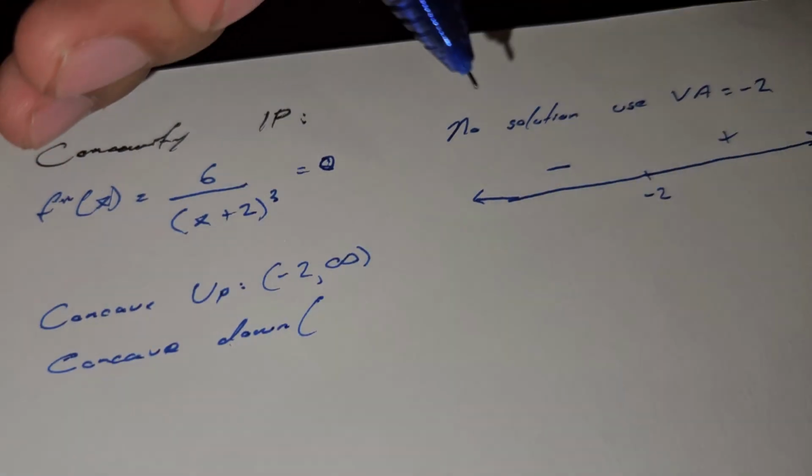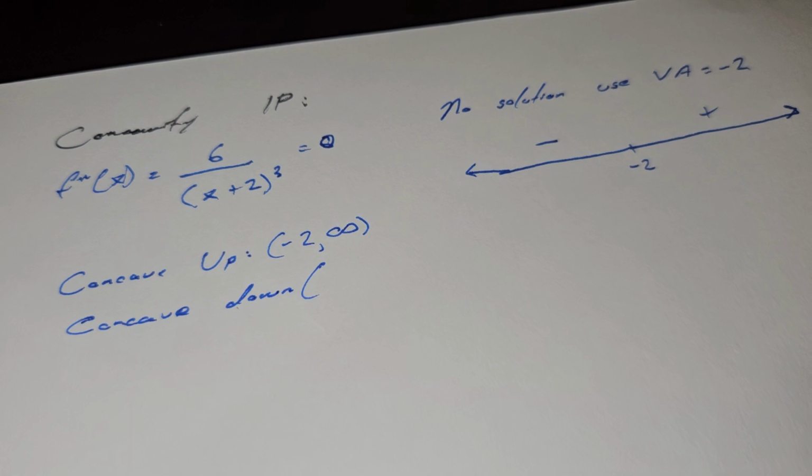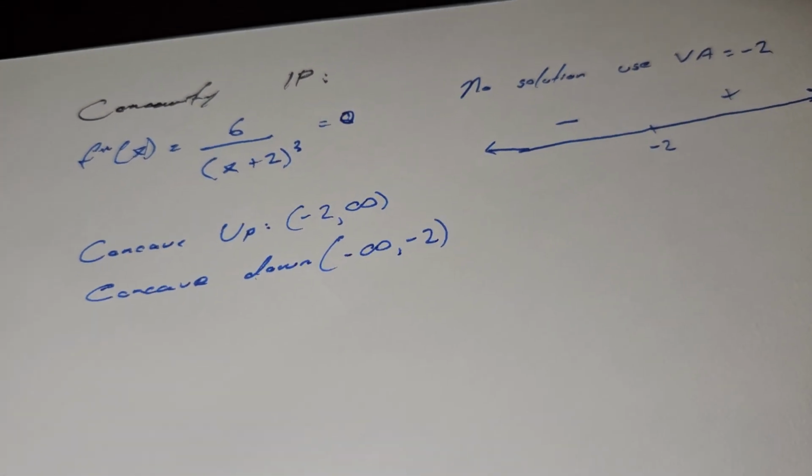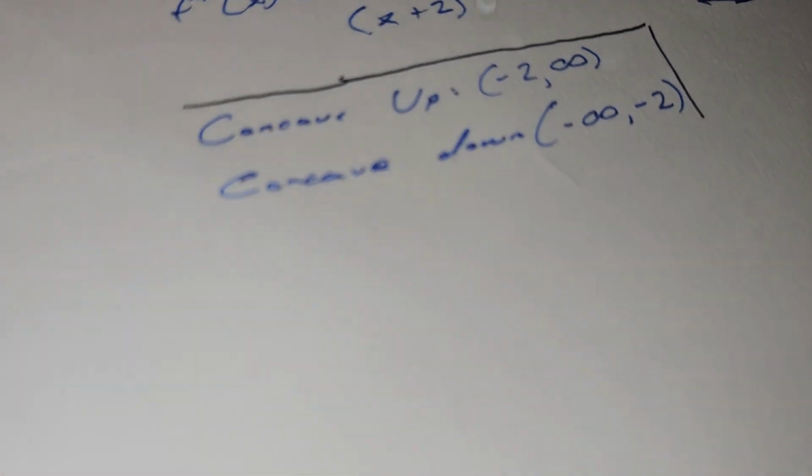Where is it concave down? Where it's negative, right? So it's negative infinity all the way to -2. Negative infinity all the way to -2. And that is the concavity of our function. So that is how we figure this out. Just plug in any number.